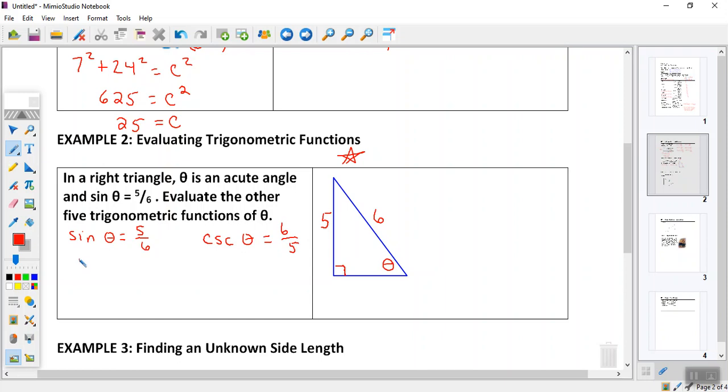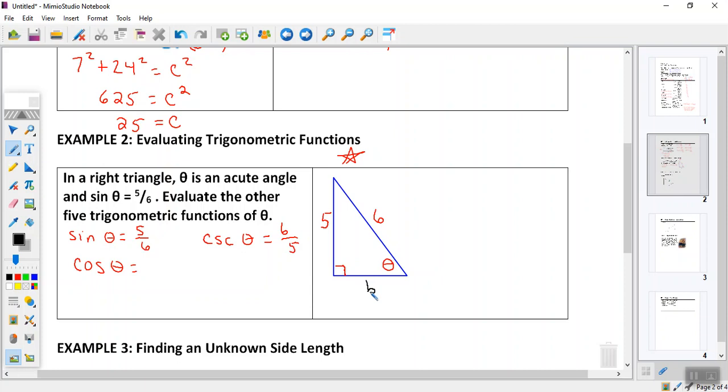Okay, it's the cosine of theta. Oh boy, I don't know the adjacent leg length here. Well, we can figure it out. I'm going to call this B down here. Is that okay, kids?